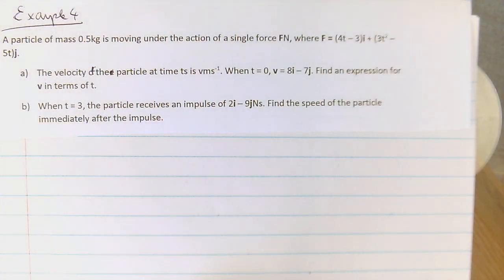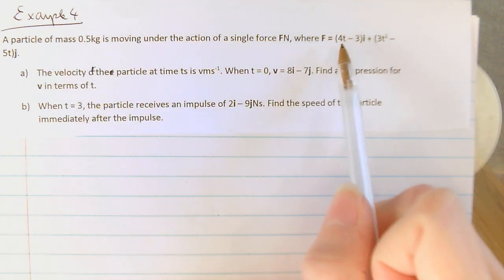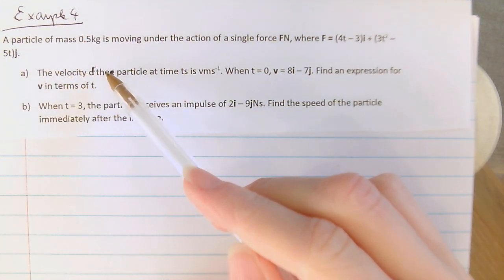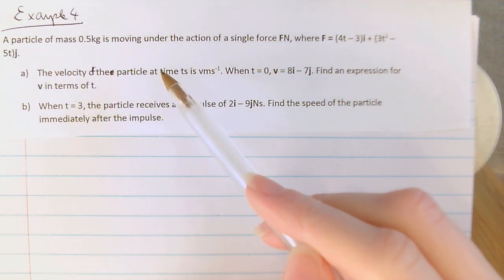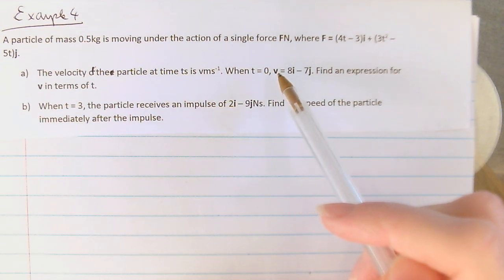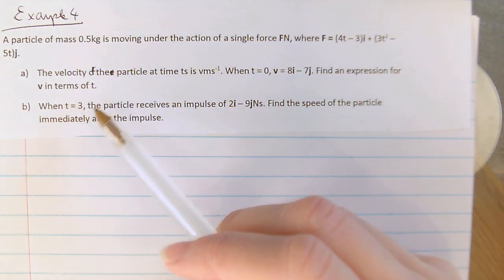Okay, example 4, also a WJEC past paper question. I just can't remember which year. So we've got a particle of mass 0.5 kilograms acting under a force F, which is the expression for F here. Sorry, a few typos here. The velocity of the particle at time t is v. When t is 0, v equals 8i minus 7j. Find the expression for v in terms of t.